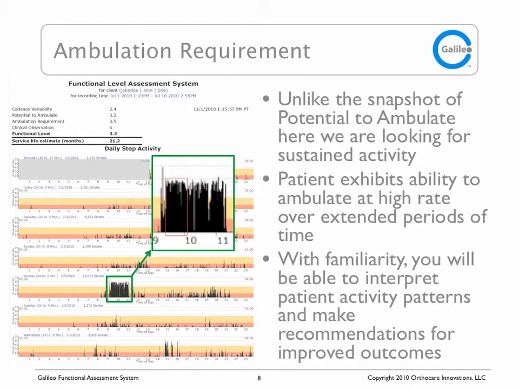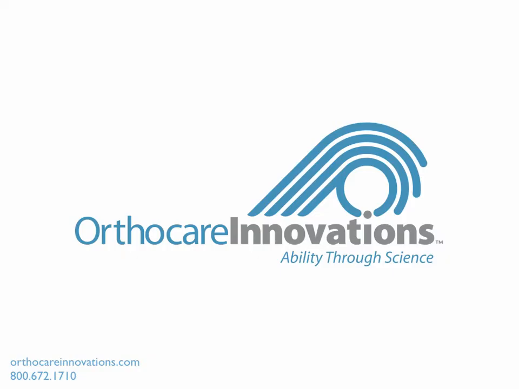Lastly, here we have an example of ambulation requirement. Clearly, the patient is able to ambulate at high rates for extended periods of time. The Galileo system brings a level of science to the determination of patients' clinical outcomes.